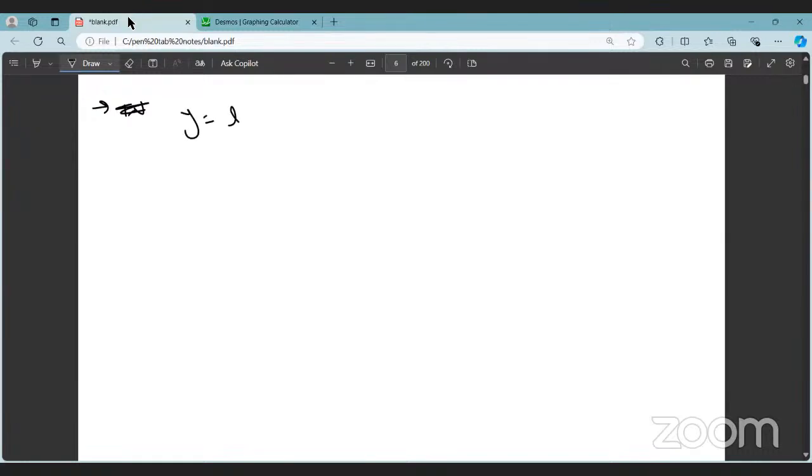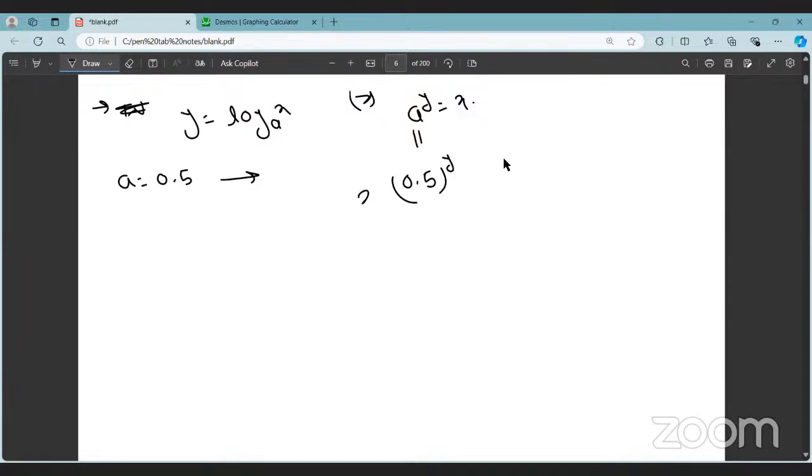That y is equal to log base a of x if and only if a to the power y is equal to x. Right. So here, if I take my a to be 0.5, then the function will be 0.5 to the power y, I mean, x is equal to 0.5 to the power y. Here Desmos only accepts the y is equal to x format, that's why I write it down. But the log will be y is equal to log base 0.5 of x. Now it's clear? Yes, it is clear. Thank you.